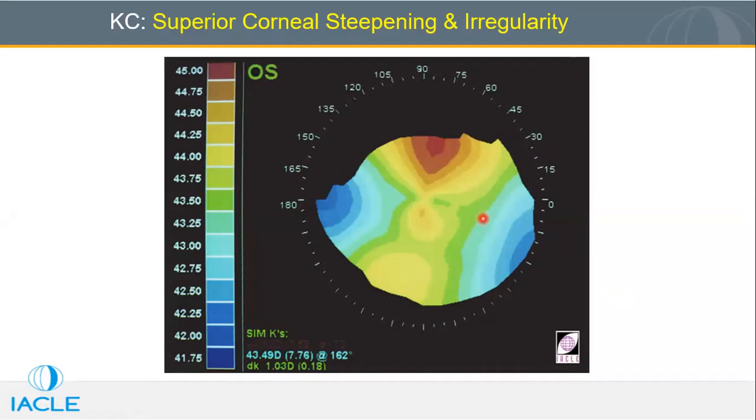Pattern. It's an irregular cornea with superior steepening. Here we are seeing a kind of asymmetric bow tie with superior steepening. This is bow tie and this is also bow tie. So it is an asymmetric bow tie with superior steepening, and there is also irregularity. Then you have a flat surface here, and again you are having irregularity here.